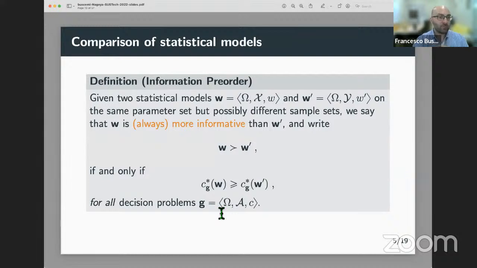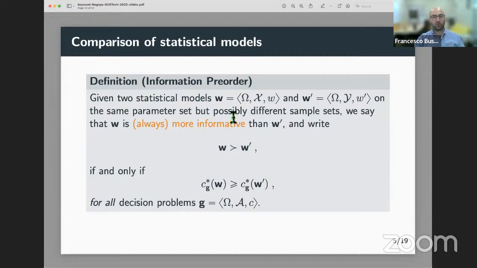And then the order that generalizes the order of majorization. So we understand also what majorization is about. Majorization is about comparison, like informativeness of a probability distribution versus the uniform one, okay? So the definition of information preorder is as follows.